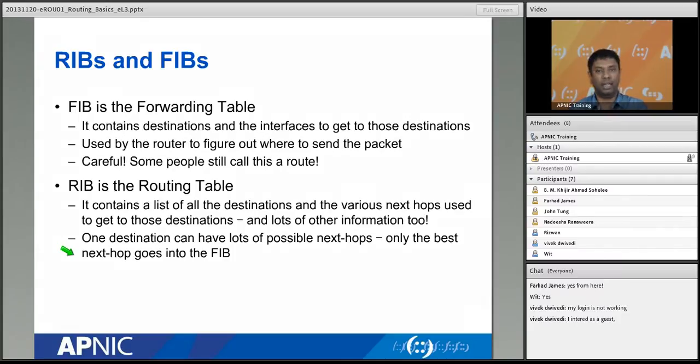The RIB, on the other hand, also contains the list of destinations, but it maps them to the various next hops. And the next hop is not necessarily an interface. The next hop can be another IP address, right? So the routing table contains what the destination is and what the next hop is. And the forwarding table contains, to reach that particular next hop, what interface the router can use to send the packet to. So that's the difference between the routing information base, RIB, and the forwarding information base, FIB. Okay.